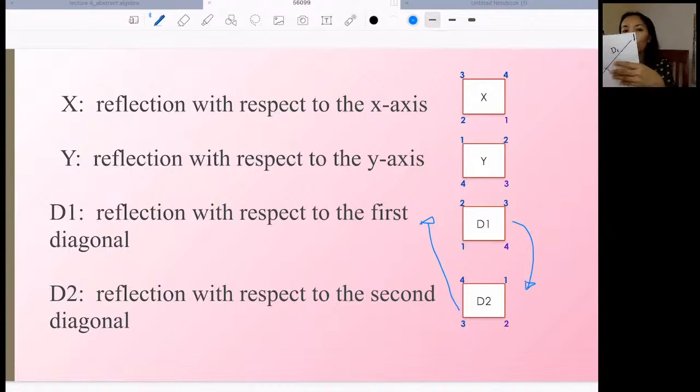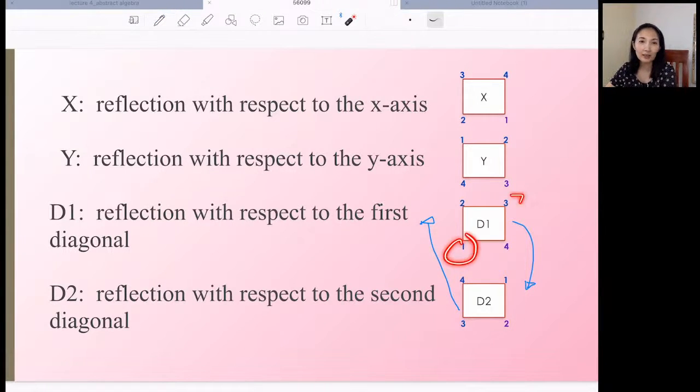And then for D2, flip this over. The second diagonal. Flip it over like this. So, 1 and 3 will swap places. Ito. 1 and 3 will swap places. Can you follow? Yes, ma'am. Yes, ma'am. Kaya nyo pa?